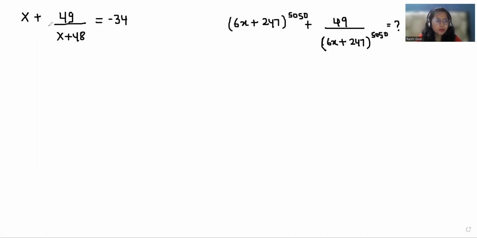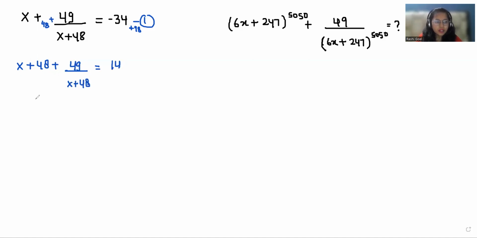So first I am going to take this equation and consider it as equation number 1. Now I'm going to add 48 to both sides. So the equation becomes x + 48 + 49/(x + 48) = -34 + 48, that is +14.